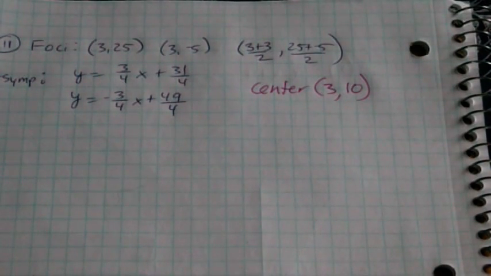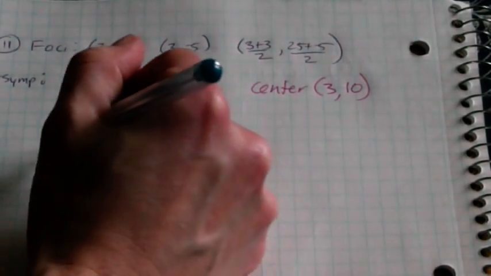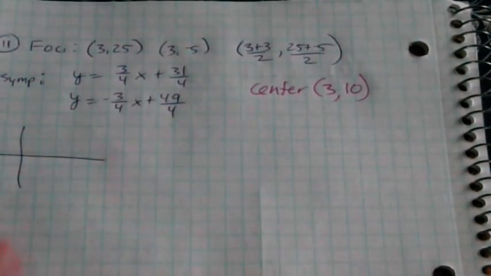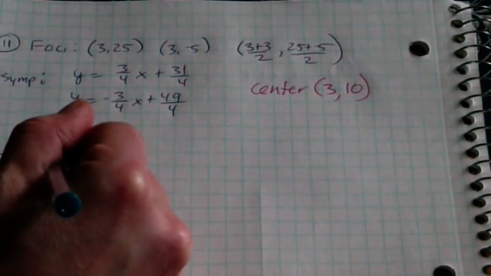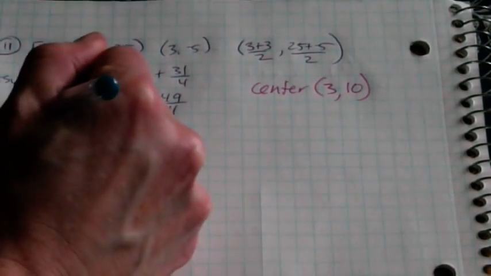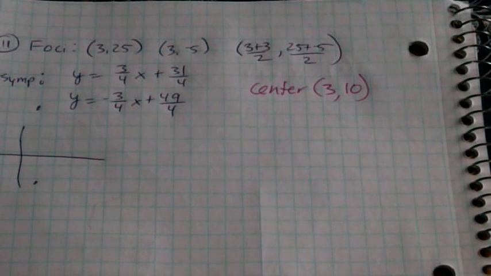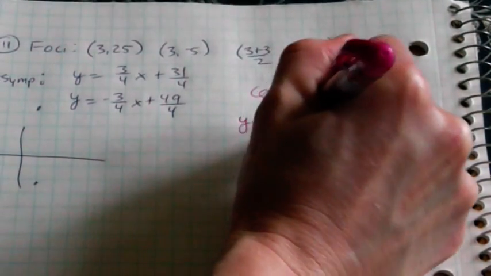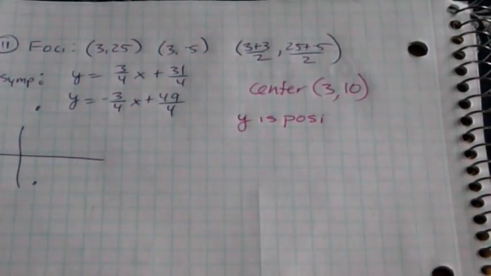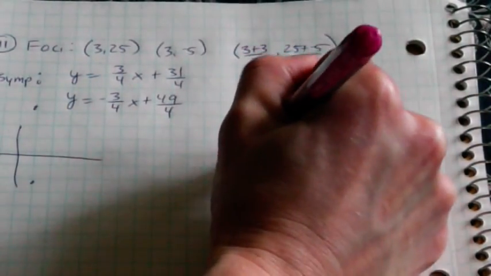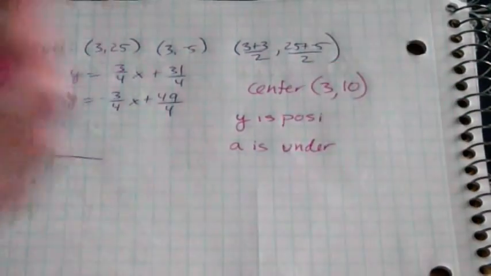Once we have the center and we have our foci, we can figure out what direction it's going by doing a quick graph. By a quick graph, I mean we're not really graphing this, we're just making it just an idea: (3, 25) is over something and up something, (3, -5) is over something and down. It's vertical. I know that this is going to be a vertical hyperbola, which means y is positive, and which also means a is under the y term, because a is under the positive term for hyperbolas.